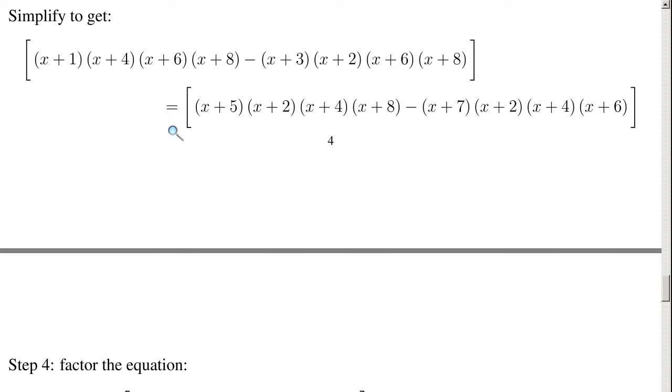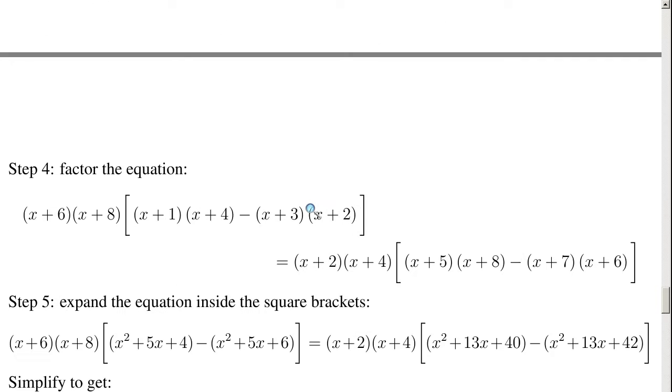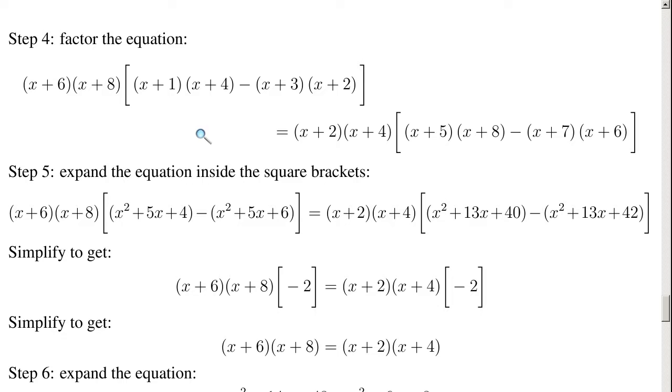One more time, looking at it. The first term, if I took these away, I just have x plus 1 times x plus 4. Second term, if I took these away, I just have x plus 3 times x plus 2. Like I just said, x plus 1 times x plus 4 minus x plus 3 times x plus 2. And then this whole square bracket times x plus 6 times x plus 8.